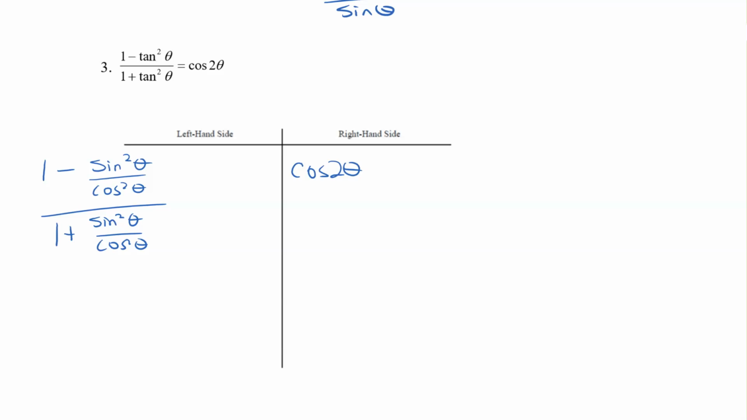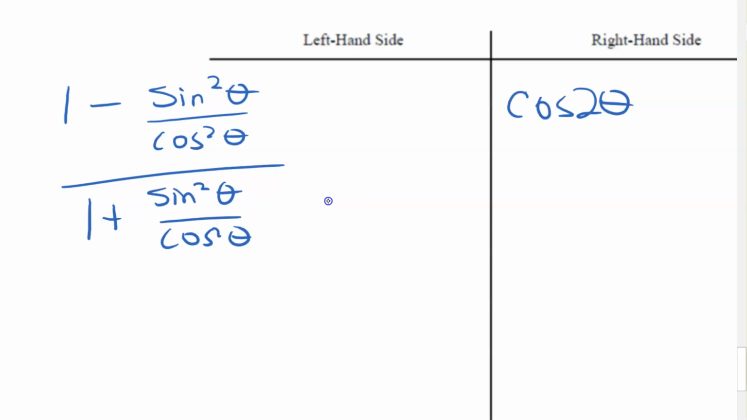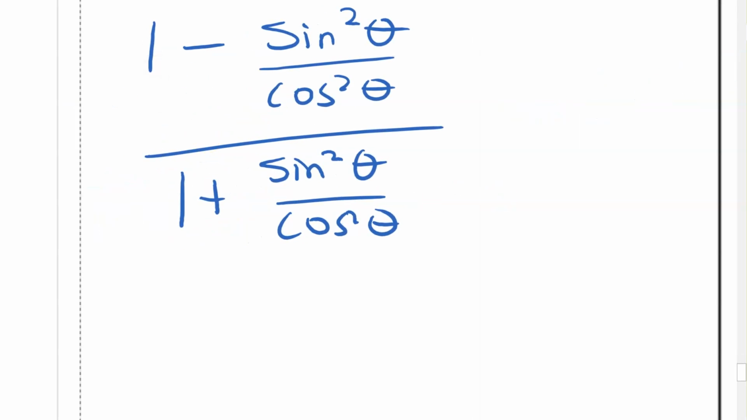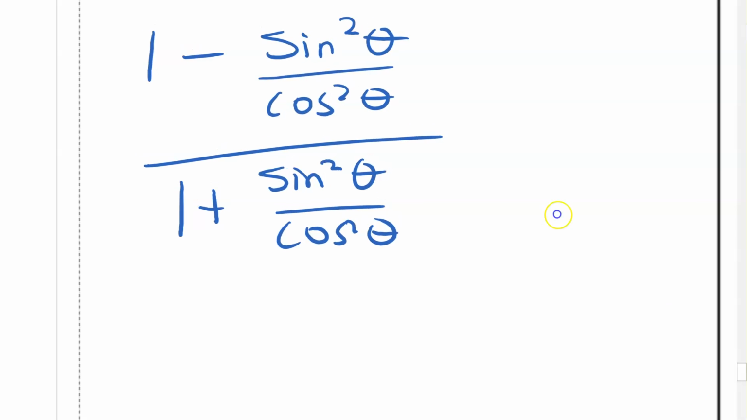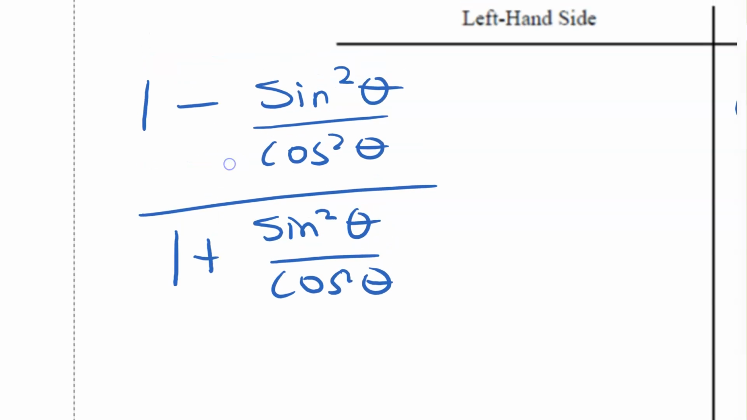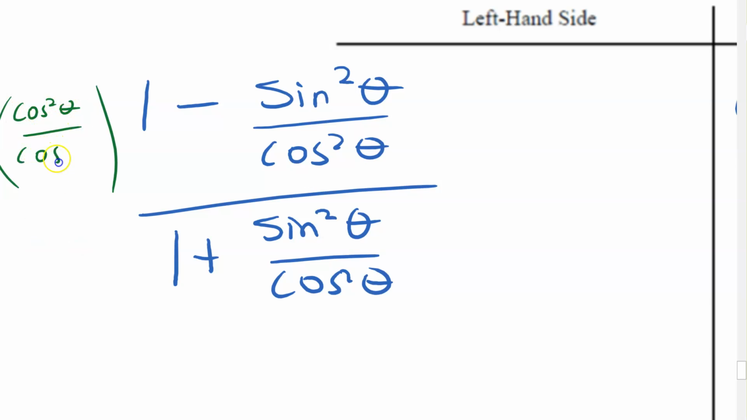Okay, so on the left hand side, that's kind of complicated. In the numerator I've got a whole number and a fraction, and in the denominator I've got a whole number and a fraction. Just as a reminder, in order to combine 1 minus sine squared theta over cos squared theta, I need to have the same denominator. So I'm going to multiply this 1 times cos squared theta over cos squared theta, so that I get cos squared theta minus sine squared theta in the numerator, and cos squared theta in the denominator.